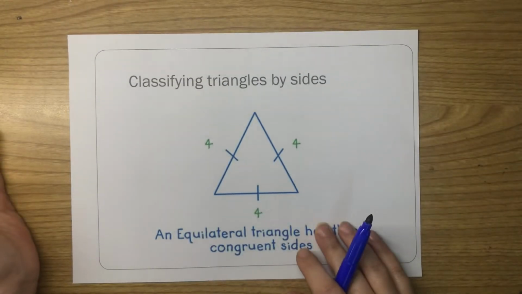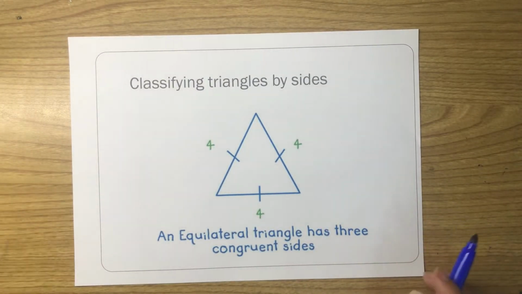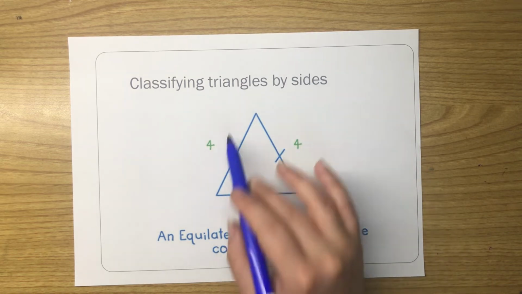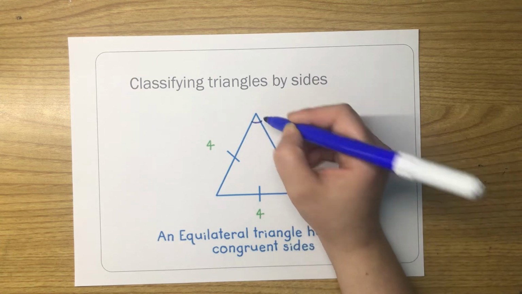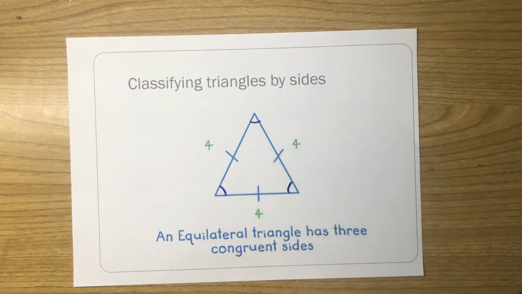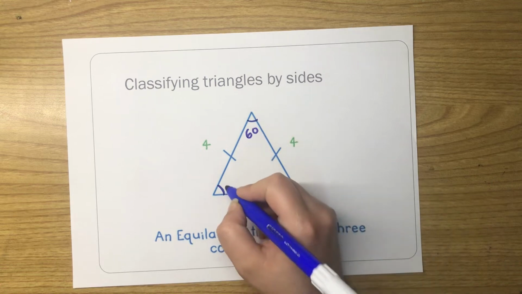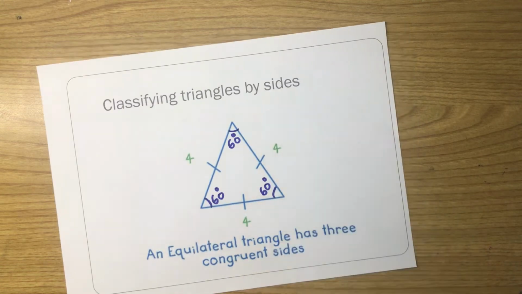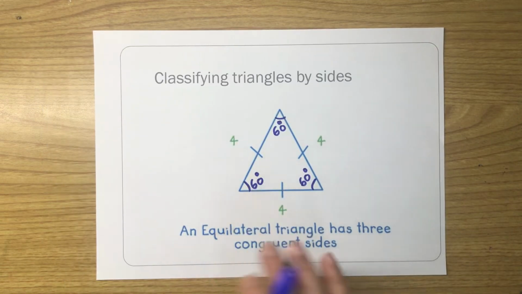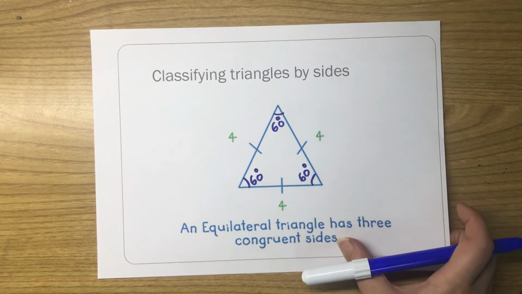The last one, when all 3 sides are equal, is called an equilateral triangle. Any equilateral triangle, all 3 angles have 60 degrees. All the equilateral triangles. The third part of our lesson is talking about quadrilaterals.